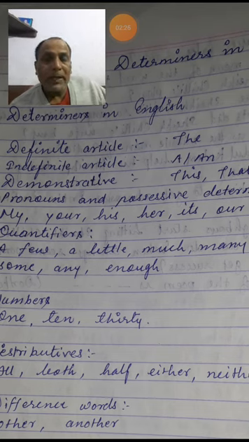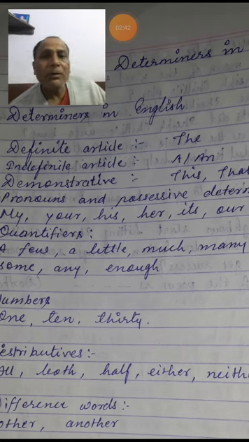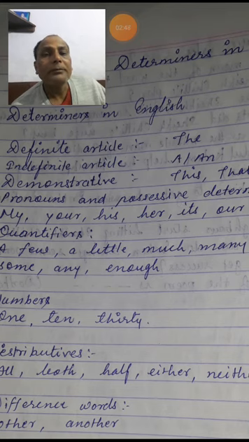So when it depends on the sound of the first letter, we use a or an accordingly. A is used before any noun having a consonant sound. An is used before any noun starting with the letters A, E, I, O, U and having the sound of vowels.